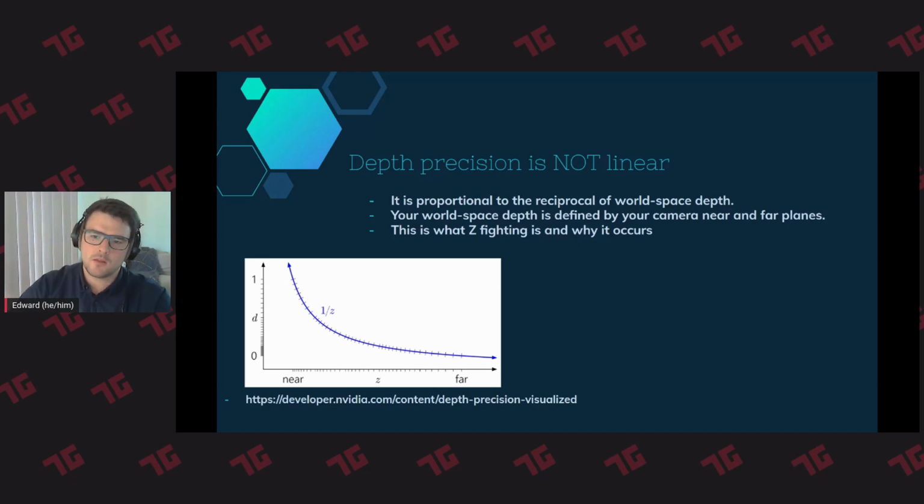And so the reason it's important to remember that your depth precision isn't linear is that if your object is a certain distance in front of another object, that doesn't mean that it won't Z fight at all distances from your camera. That Z fighting will change, and it will occur at different distances based on where you've placed your model in comparison to your camera.